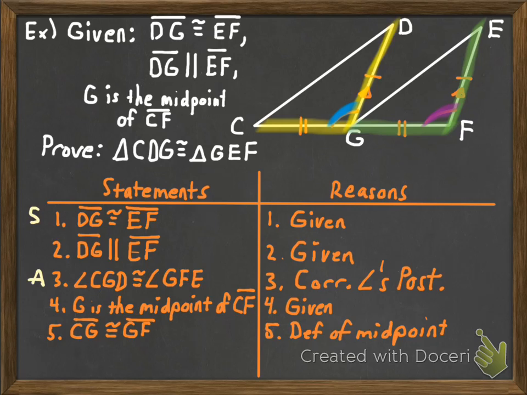And all of that then has told us that we have another pair of sides that are congruent. So two pairs of sides and their included angles are congruent. Now we have sufficient evidence to conclude that the two triangles are congruent using the SAS Congruence Postulate. Fill that in, you're done with the proof.